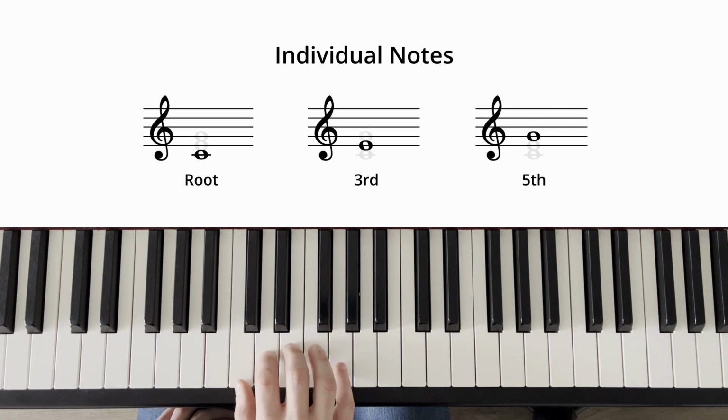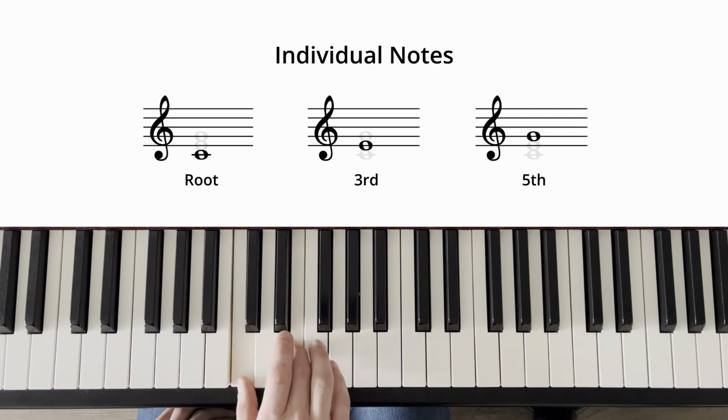The note the chord is named after is called the root. So in the C major chord, C is the root. If I want to talk about the other notes, I refer to them by how far away they are from the root. So E is the third of the chord, and G is the fifth of the chord.